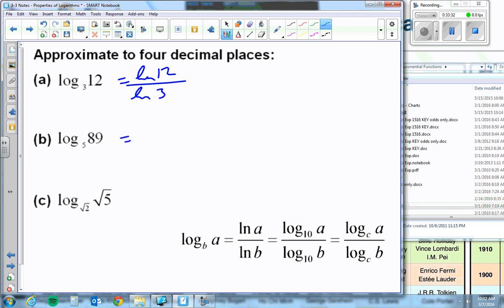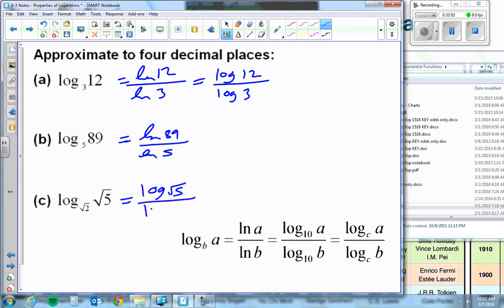And so this one, natural log of 89 over natural log of 5. That's how you type it in, you get the correct answer. If you prefer, you can use common log. You can say, oh, this is log of 12 over log of 3. That works just as well. It's like this last one. Log of square root of 5 over log of square root of 2 would work. Or use natural log in all of them. I don't care. Of course, you better not do this. You say, oh, natural log of square root of 5 and common log of square root of 2. That will not work. It has to be the same base. Whatever you choose has to match top and bottom.